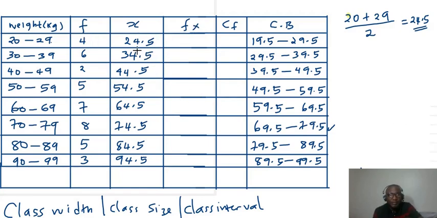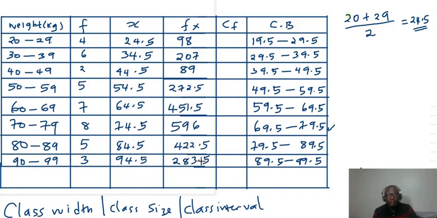Alright, so our values of fx, 4 times 24.5, here we get 98 on our calculators. 6 times 34.5, here we are getting 207, and so on for the rest of these other values. Just keep on multiplying here. So right now we have filled in the column for fx. We need to get summation fx. We need to add all these values. So from our calculator, we shall be getting 2420.